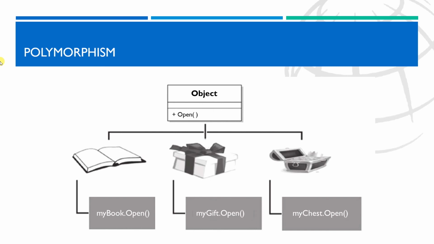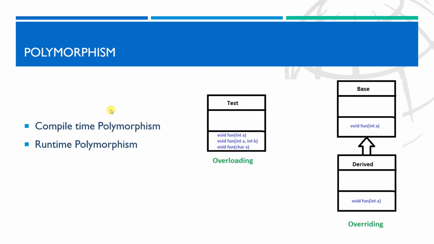Polymorphism is considered one of the important features of object-oriented programming. Polymorphism allows us to perform a single action in different ways. In other words, polymorphism allows you to define one interface and have multiple implementations. The word poly means many and morphs means forms, so it means many forms. In Java, polymorphism is mainly divided into two types: compile time polymorphism and runtime polymorphism.